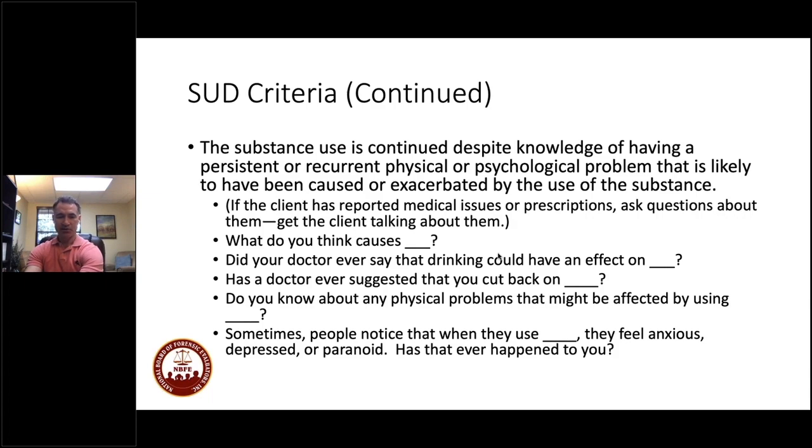For this item about persistent recurrent physical or psychological problems, you can ask about any medical concerns they have, any prescriptions they're using, whether doctors or other health professionals have ever suggested they quit or cut back. You can ask about whether they sometimes feel anxious or depressed or angry when they use a substance or after they get done using it, what that's like. For marijuana, I ask people, when you were smoking daily or almost daily, did you notice that you would tend to get more lazy and lethargic and not feel like doing things and then maybe not as accomplished as much as usual? Because that's amotivational syndrome, and that is a psychological problem connected to marijuana use.